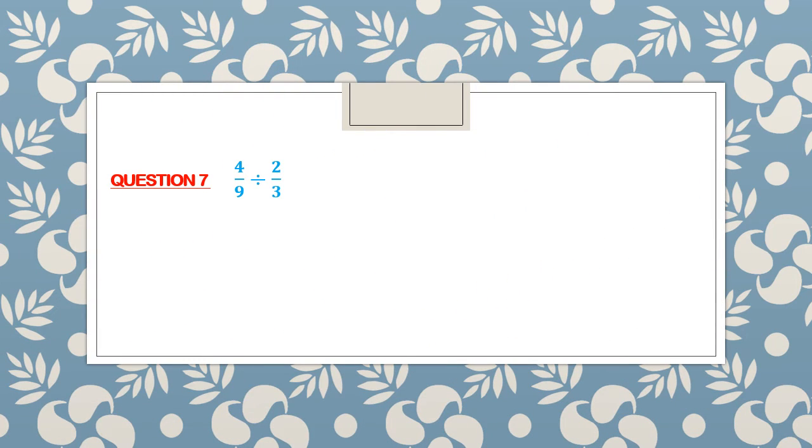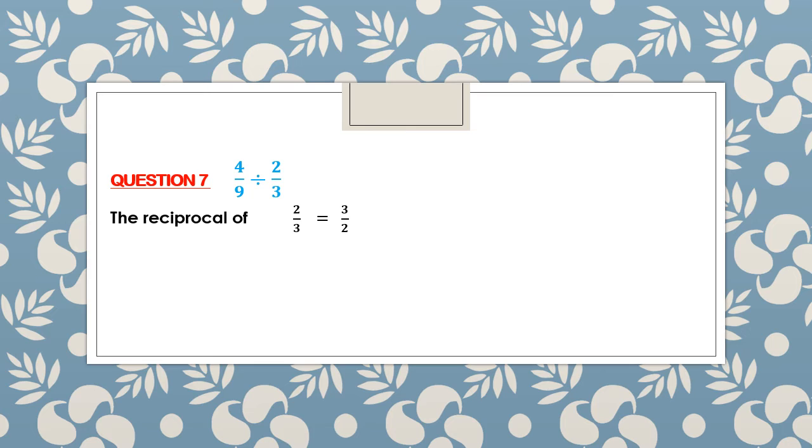Now question number 7, 4 upon 9 divided by 2 upon 3. Here you can see the number to the right hand side of the division is a fraction. So first of all, we'll write down the reciprocal of 2 upon 3. The reciprocal of 2 upon 3 is 3 upon 2.